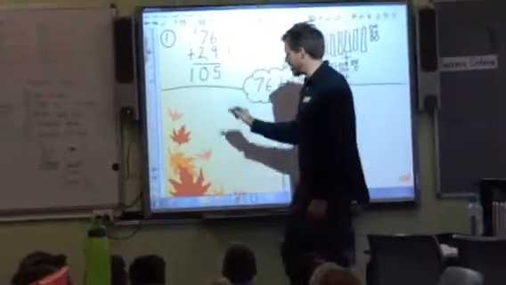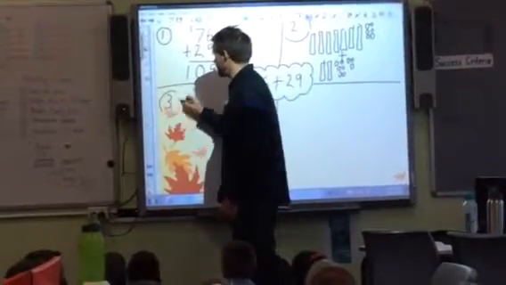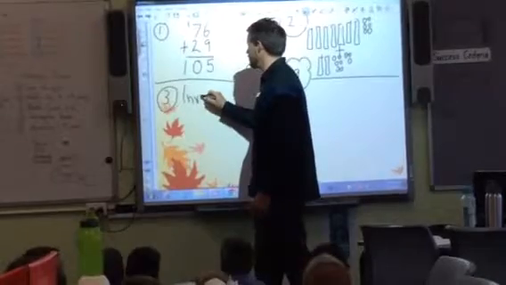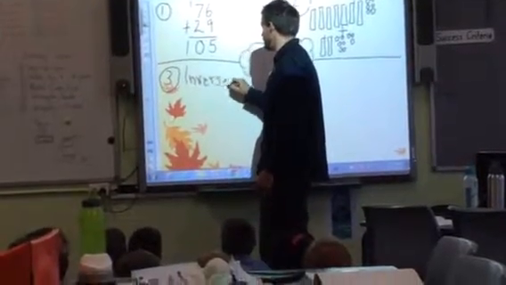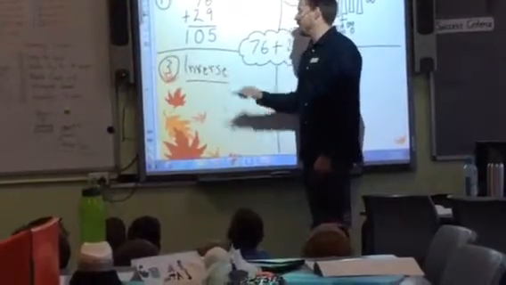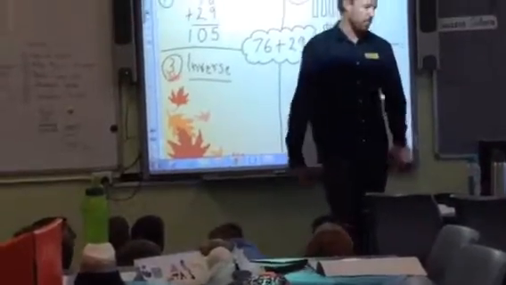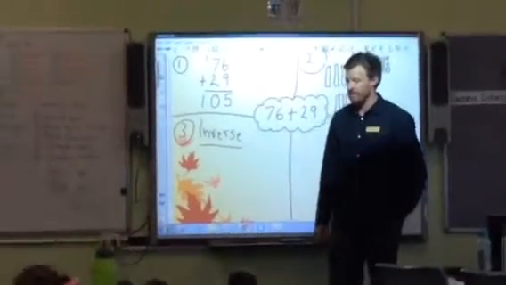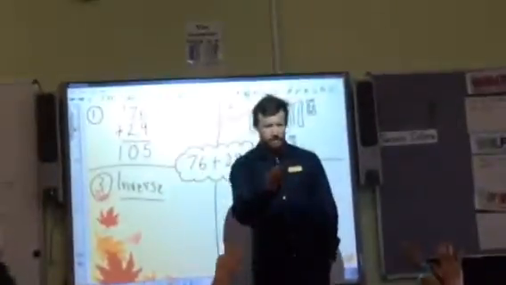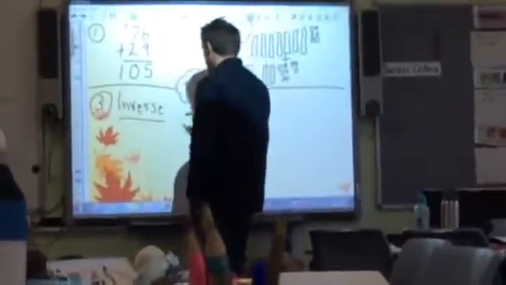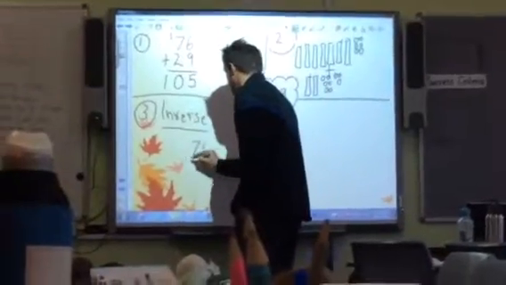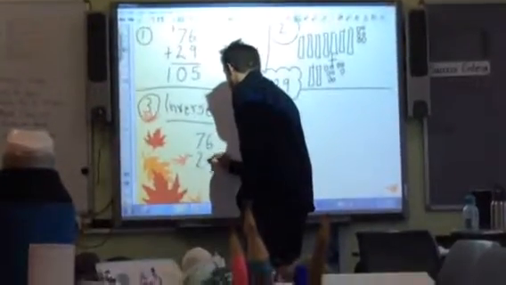Down in section number 3, this is called the inverse. Well, that looks funny, doesn't it? See the squiggly line? The inverse operation. And tell me what the opposite operation of addition is, everyone. We should start to know that automatically. Subtraction. So I just go 76, take away 29.